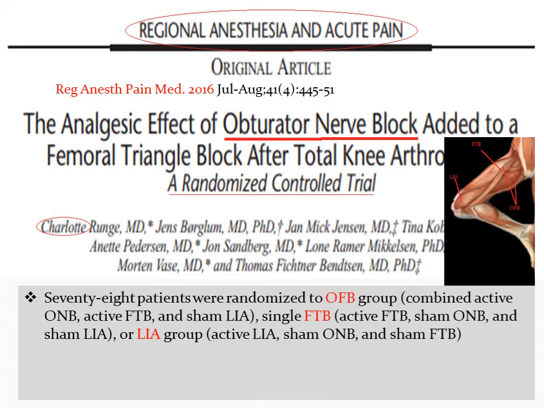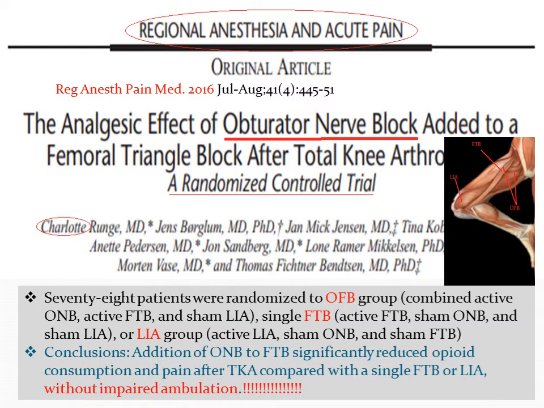Adductor canal block is the second group, and the third group is local infiltration analgesia. If an obturator nerve block is added to the femoral triangle block, I mean the adductor canal block, it reduced opioid consumption and pain after TKA compared with the femoral triangle block, which is the adductor canal block, or local infiltration analgesia alone.